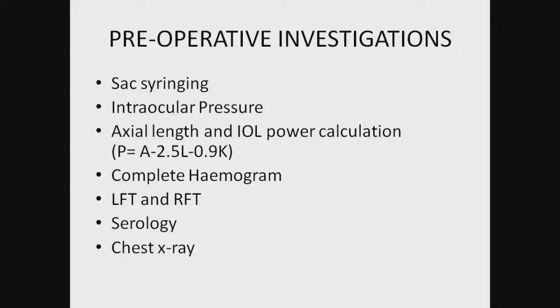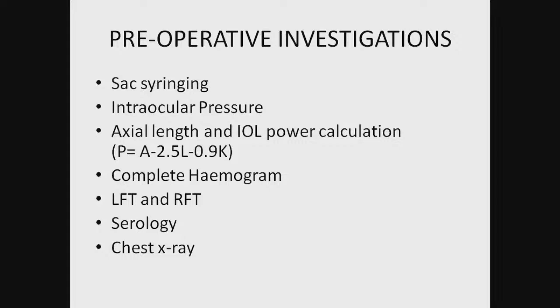So why sac syringing? You might have already seen during your clinical posting how sac syringing is done. You know there are 2 openings in the upper eyelid and lower eyelid, and these are the puncta. Through that punctum we push saline with the sac syringing cannula. If that saline comes in the throat, it means these lacrimal passages are patent and functioning. So it rules out chronic dacryocystitis.